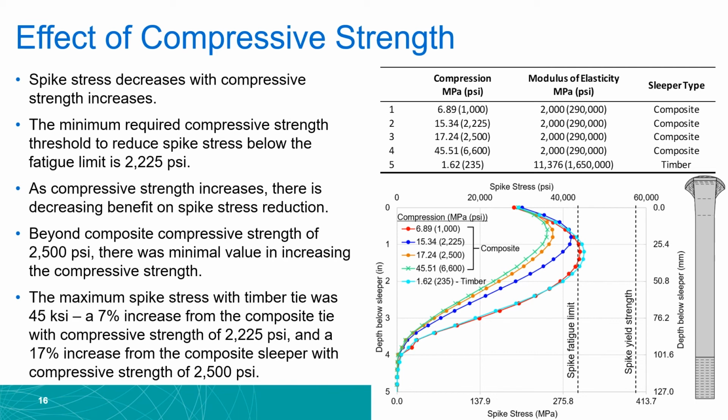Generally, compressive strength of the tie plays a very important role in spike stress reduction under the longitudinal loading direction. A higher strength of the tie keeps the tie in a very good shape, so less stress is distributed to a spike. When the tie is strong enough to take all the load, the compressive strength of the tie is not sensitive to spike stress reduction anymore.